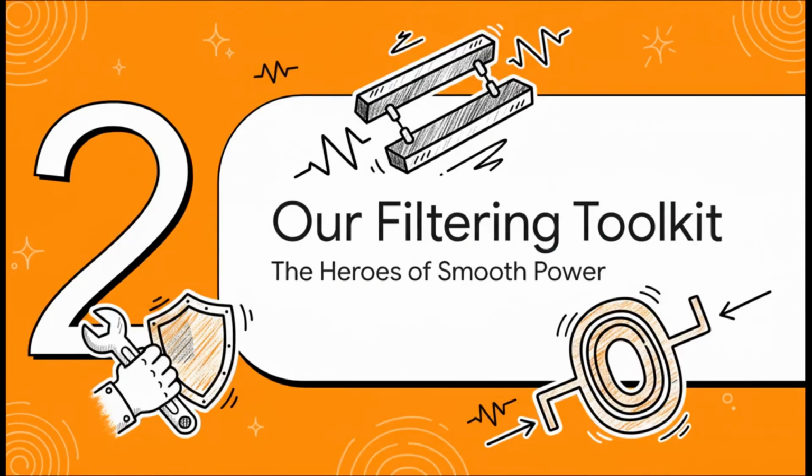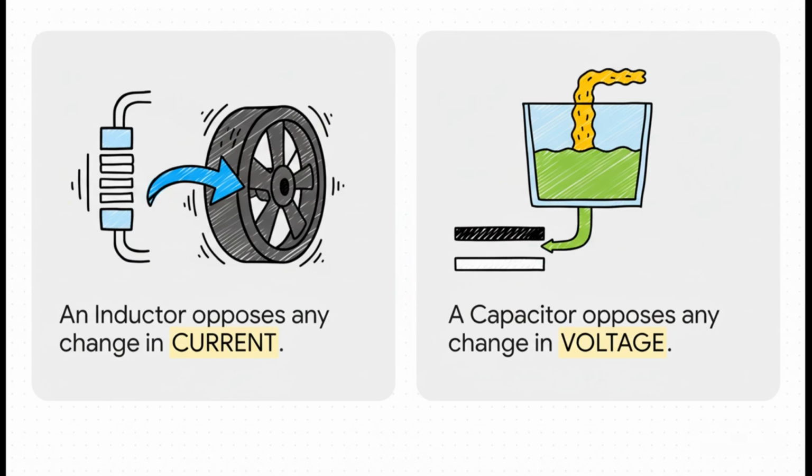All right, now that we know the enemy, ripple, let's meet the heroes we're going to use to fight it. You know, our filtering toolkit is surprisingly simple. It really just relies on two fundamental electronic components. Meet the inductor and the capacitor. Now, they work in different but really complementary ways. An inductor resists any change in the current. You can think of it like a really heavy flywheel. It's hard to get it spinning, but once it's going, it wants to keep a nice, steady speed.